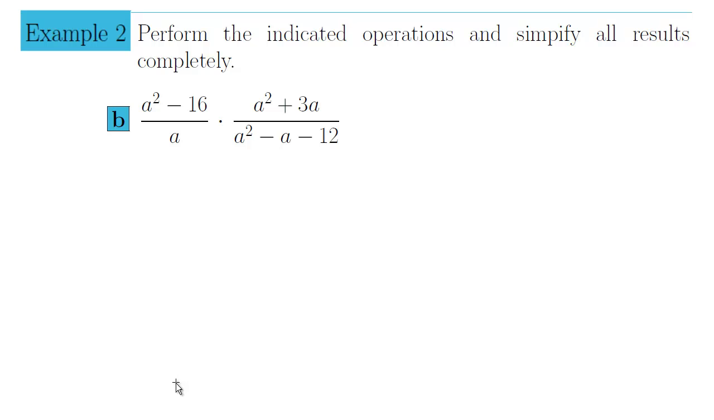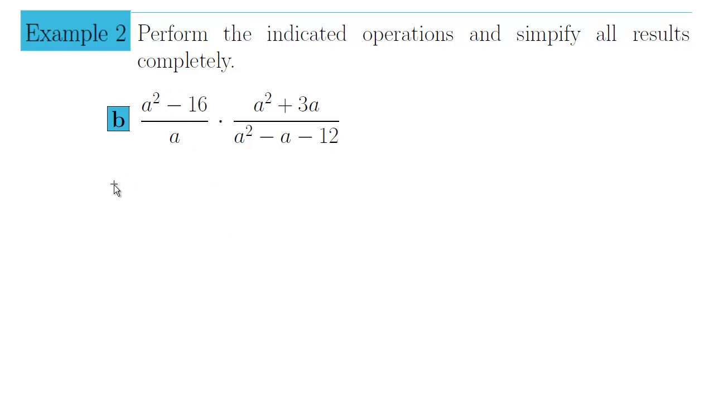Let's take a look at example B. Perform the indicated operations and simplify all results completely. A squared minus 16 over a times a squared plus 3a over a squared minus a minus 12. Now, as before, the first step is to observe the operation that you're being asked to perform on these rational expressions. In this case, it's multiplication. When we multiply fractions, we multiply straight across. But before doing that, we want to cancel any common factors. So our first step is to factor.